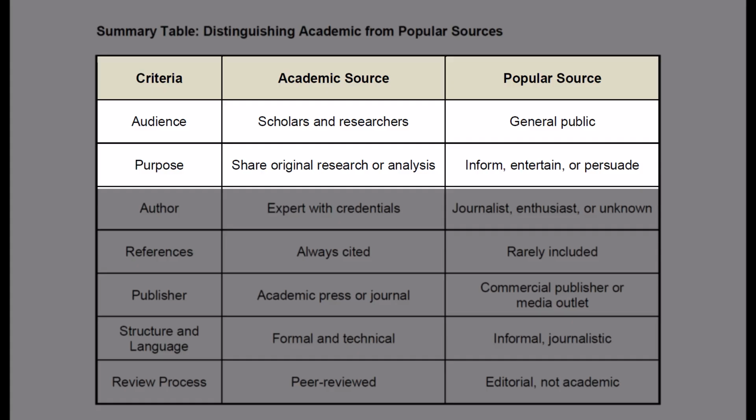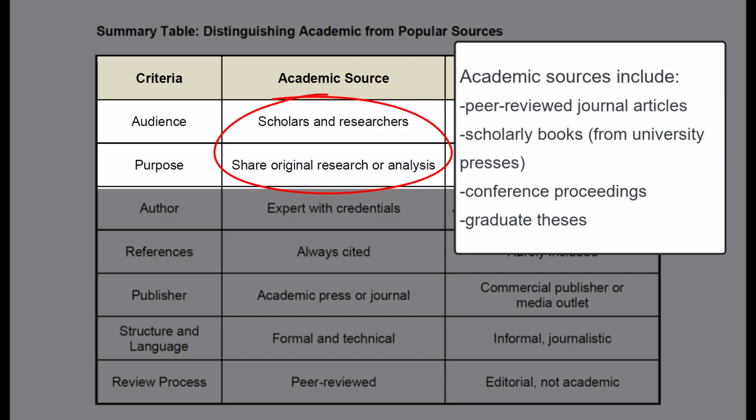Audience and purpose. Academic sources are materials written by experts for an academic audience, with the primary purpose of advancing knowledge in a specific field. The purpose of academic sources is to present original research, analyze theories, or critically evaluate topics in depth. These sources include peer-reviewed journal articles, scholarly books published by university presses, conference proceedings, and graduate theses.